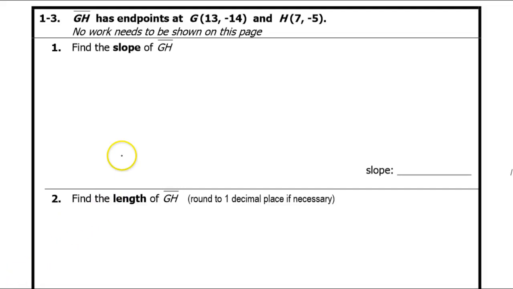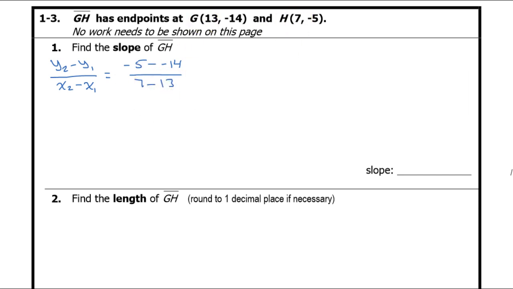In this video, I will show you how to find the slope, length, and midpoint of a segment. The slope formula goes like this. Basically, y minus y over x minus x. So looking at the y values, I see -5 and -14. So I have -5 minus -14. And then I'll do x minus x, so that's going to be 7 minus 13.